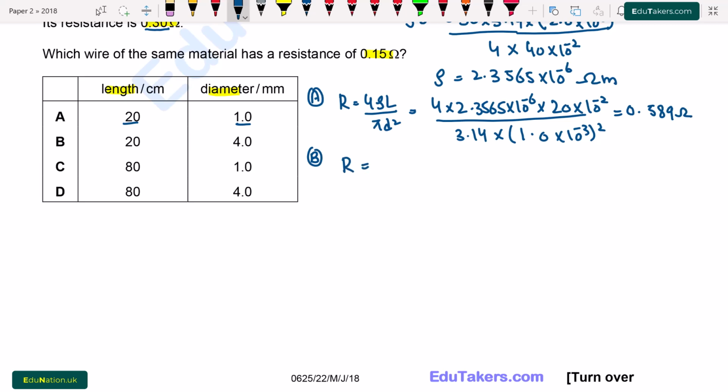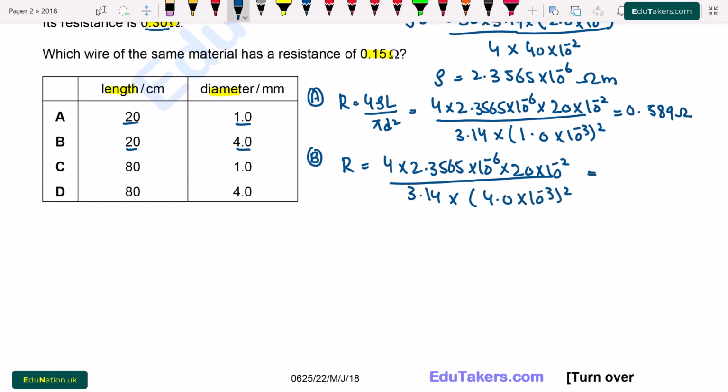Now consider option B. R will be equal to 4 multiplied by 2.3565 into 10 power minus 6, where the length is again 20 centimeter. So here will be 20 into 10 power minus 2 divided by 3.14 into diameter is 4.0, so 4.0 into 10 power minus 3 square. So that the resistance will be equal to 0.037 ohms.